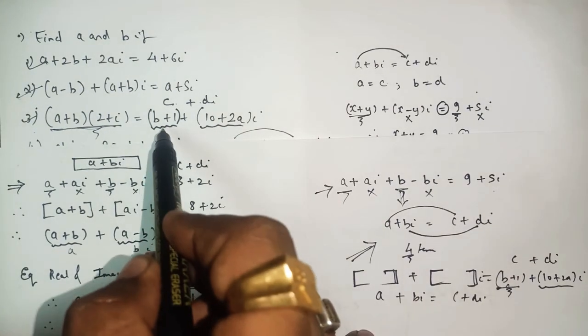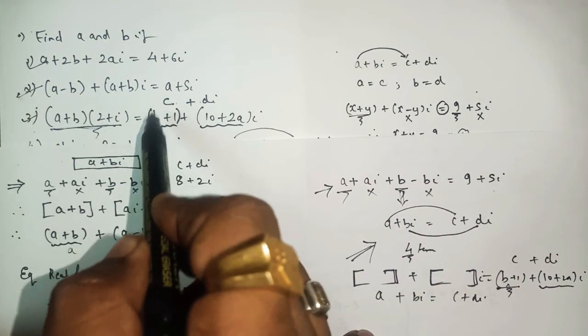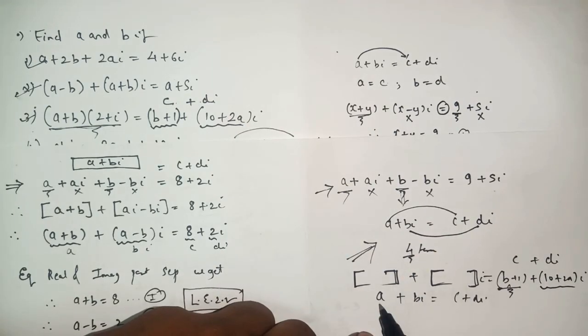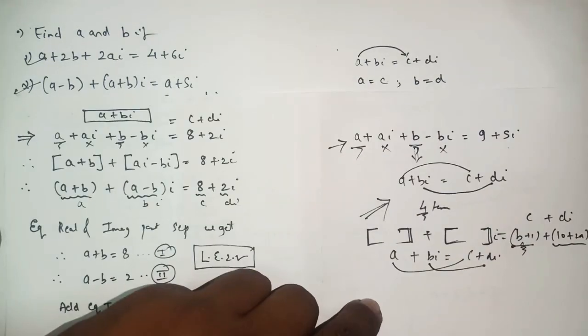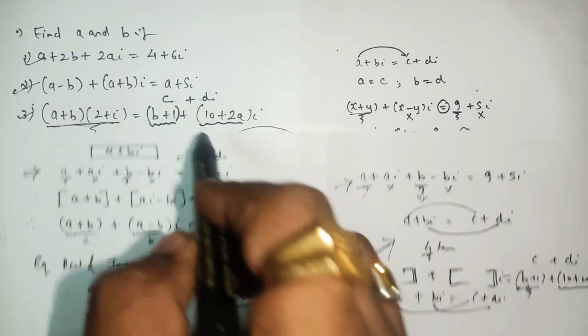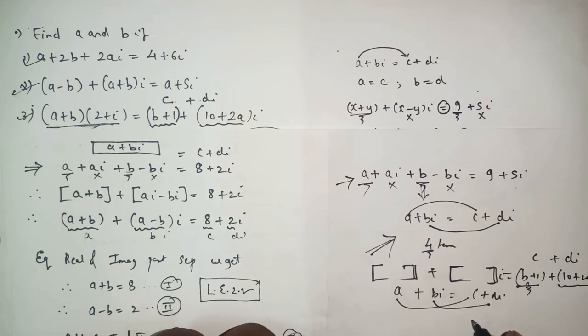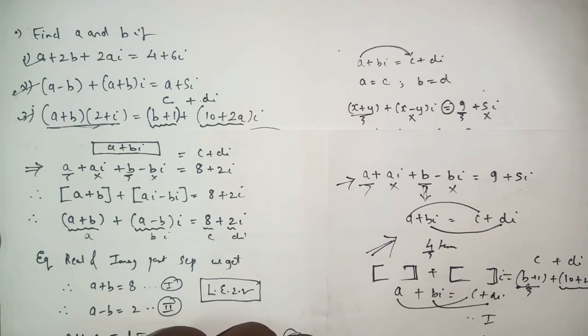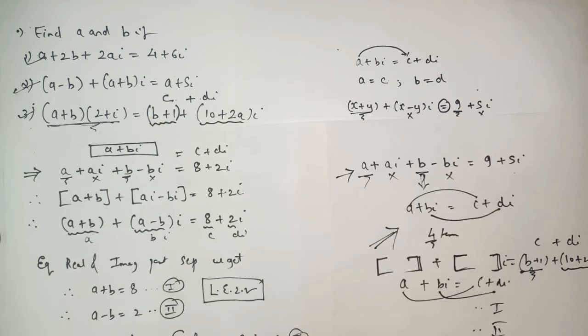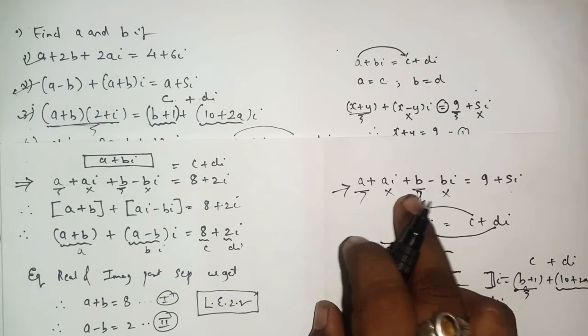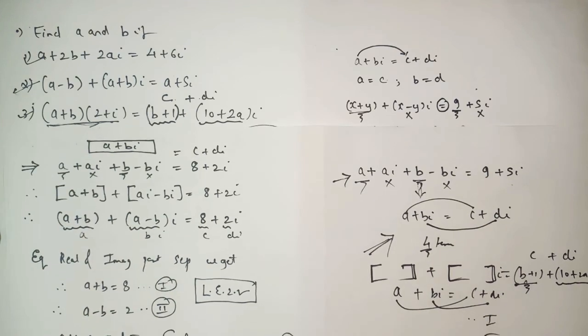Just simply take this B plus I in the bracket, compare the A part and the B part, that means the real part and the imaginary part, where you will get equations again. For this sum also, the third sum also, you will get two equations, and solve these two equations simultaneously to get the answer of A and B. So this sum and this sum you will try by yourself.